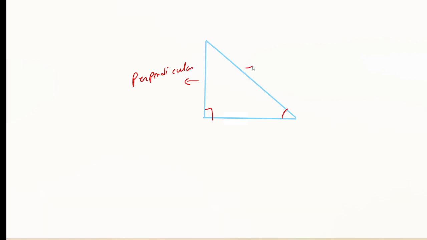This longest side, this slanting side, is always the hypotenuse. This is called the base. According to the Pythagorean theorem, the square of the hypotenuse, I'm just writing h for hypotenuse, h square is equal to perpendicular square plus base square.